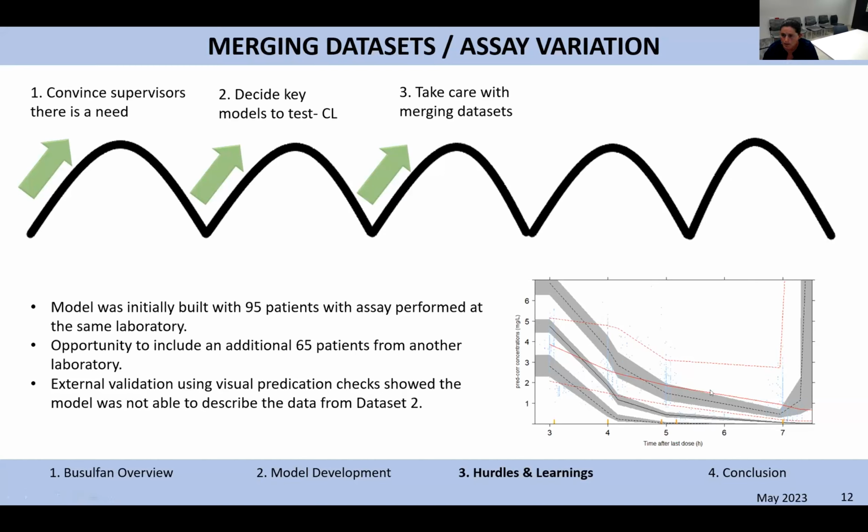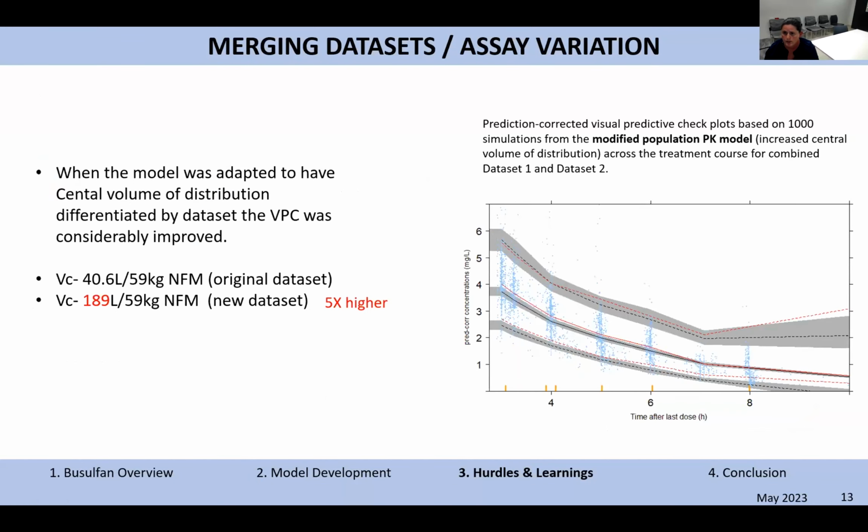However, when we performed an external validation using VPC, we observed that the model was not able to adequately describe the data from the second data set. And so we investigated for quite some time exactly why this was the case. And when we adapted the model to include a different central volume of distribution by data set, you can see here the VPC was considerably improved. And you can see that in the new data set, the central volume of distribution was about 5 times higher than ours.